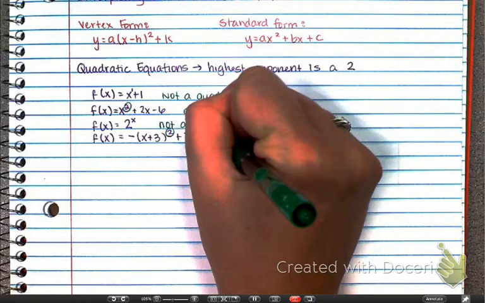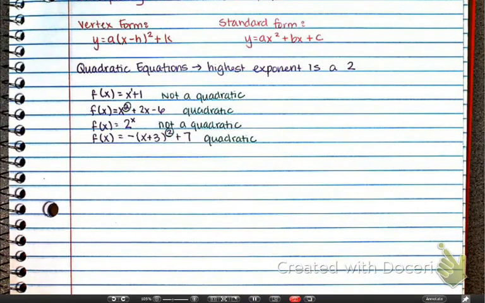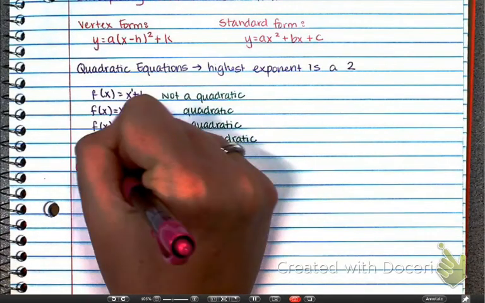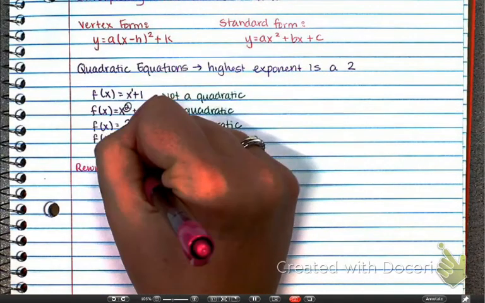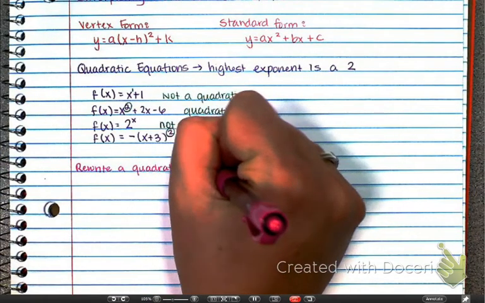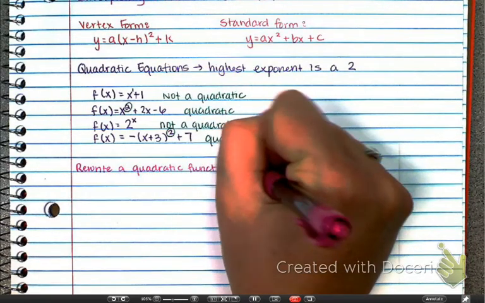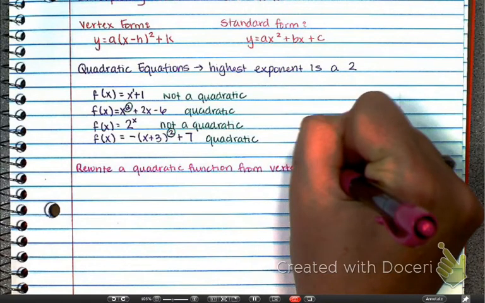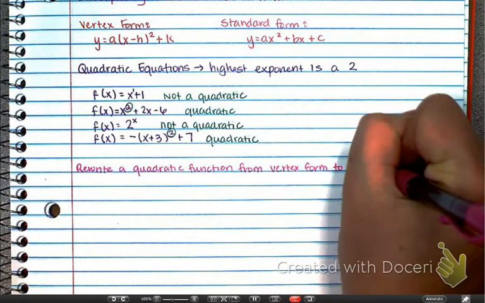So if I asked you that question on a test, could you answer it? Yeah. Okay. Yes, we could answer it. All right. We're doing a lot of different things today. We're just kind of taking a break from graphing. So we are going to rewrite a quadratic function from vertex form to standard form. It's going to be so much fun.